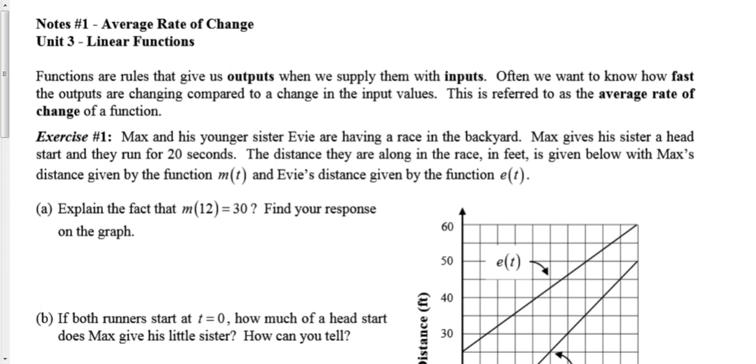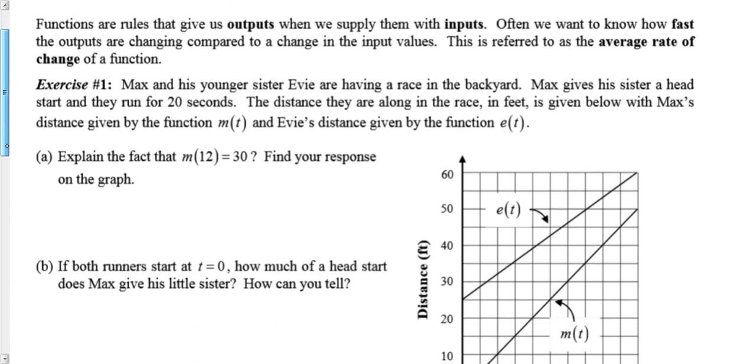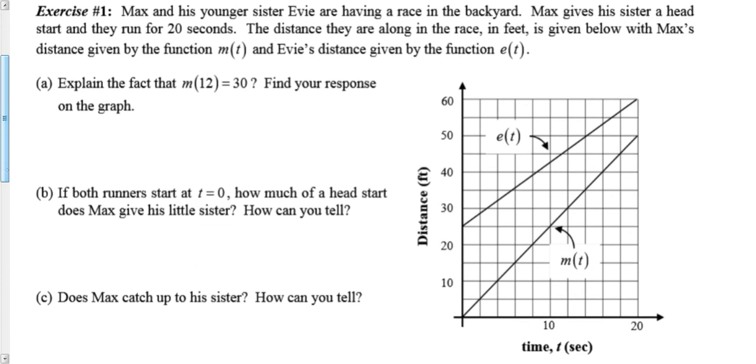Okay, we're going to start with a problem here. Max and his younger sister Evie are having a race in the backyard. Max gives his sister a head start and they run for 20 seconds. The distance they are along in the race in feet is given below, with Max's distance given by the function m of t and Evie's distance given by the function e of t. Okay, take a look at the graph that you see. Make sure that you notice how it's labeled along the axes. X is your time, this is your independent variable, and then your y value is your distance in feet.